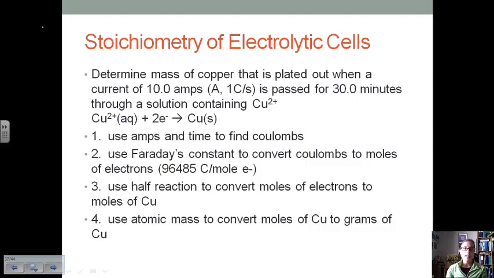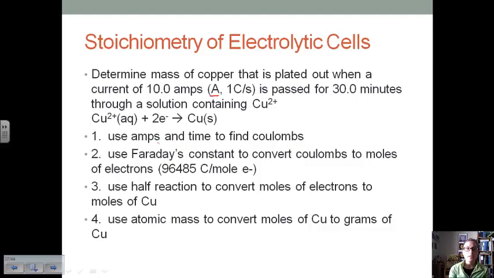Okay, we can use electrolytic cells and stoichiometries to solve for different quantities. So let's say you wanted to determine the mass of copper that was plated out when a current of 10 amps. So remember, the symbol for amp is A, and an amp is 1 coulomb per second. Is passed for 30 minutes through a solution containing copper 2+ ions.